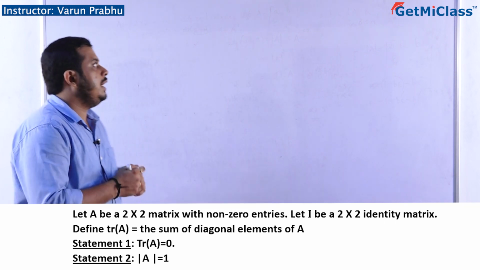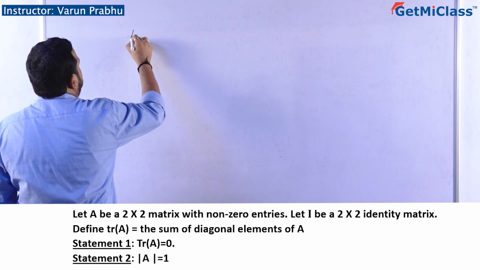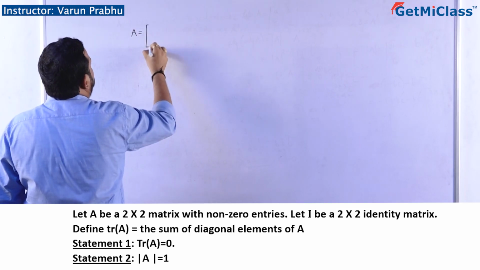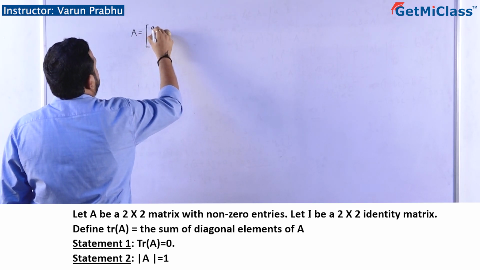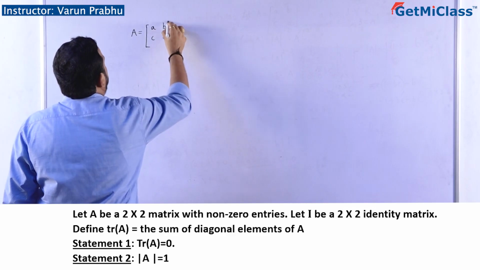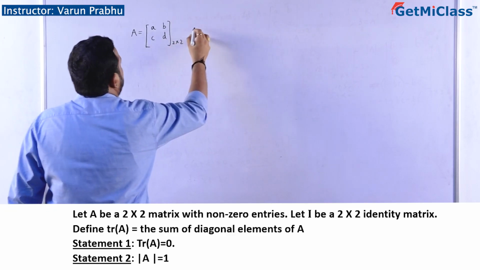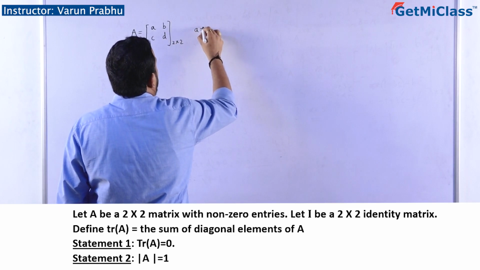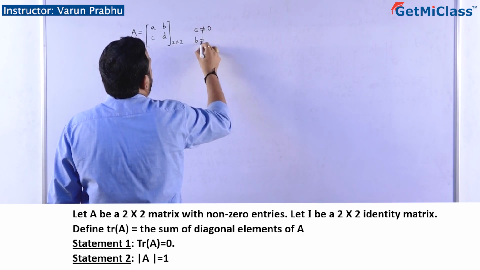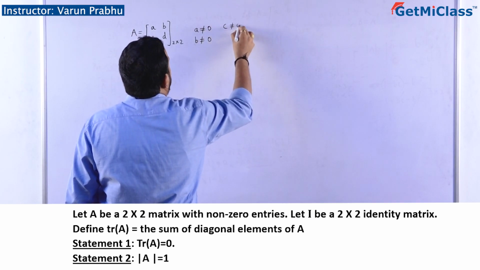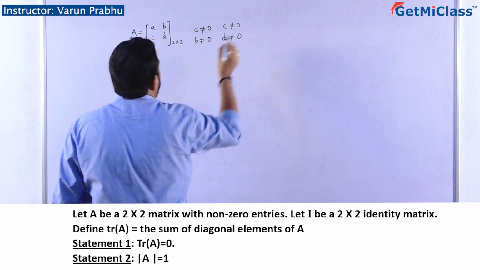In this assertion question, it's told in the problem that A is a 2 cross 2 square matrix with non-zero entries. So I can write this as [[a, b], [c, d]]. This is 2 cross 2. Non-zero entry means a is not equal to 0, b is not equal to 0, c is not equal to 0, d is not equal to 0.